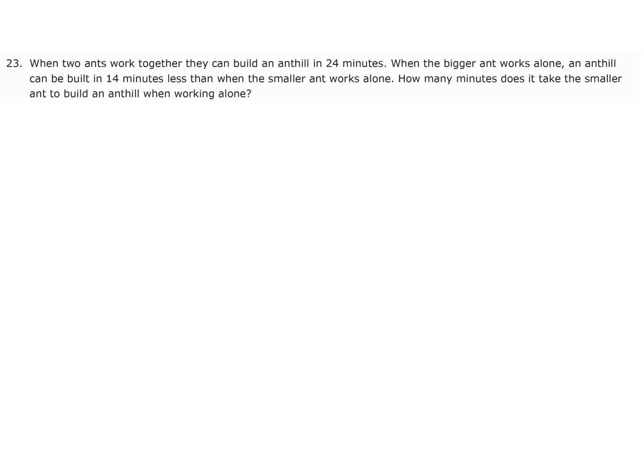When two ants work together, they can build an anthill in 24 minutes. When the bigger ant works alone, an anthill can be built in 14 minutes less than when the smaller ant works alone. How many minutes does it take the smaller ant to build an anthill when working alone?